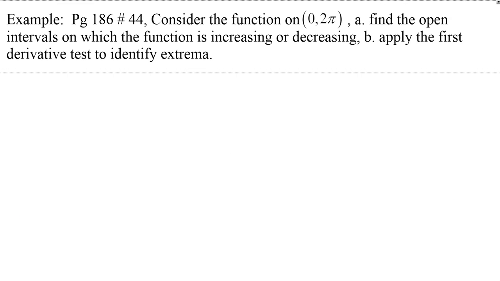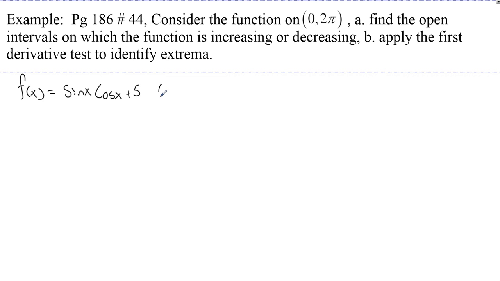My next one, oh, I don't have the function. Oh no, I'll have to write it. That's no big deal. So this example is still on the same page, it's number 44. It says, consider the function on just the interval 0 to 2 pi. Find the open intervals on which the function is increasing or decreasing, and then apply the first derivative test to identify the extrema. Well, the function that they give us is f of x equals sine x cosine x plus 5.